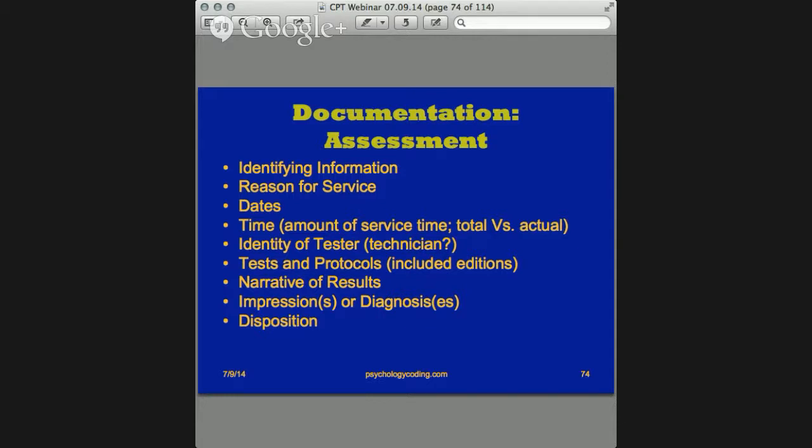A narrative of the results, impressions, diagnosis, and disposition. I will tell you this, and I'm going to take a little side trip here, at least how I do it. I have two sections. I have a narrative in the report itself, integrated with everything else, which is relatively small, and it says, for example, the score was 68, which places him in the X percentile and gives him a diagnosis, or if you will, a label of whatever the case may be. I don't interpret much more than that.